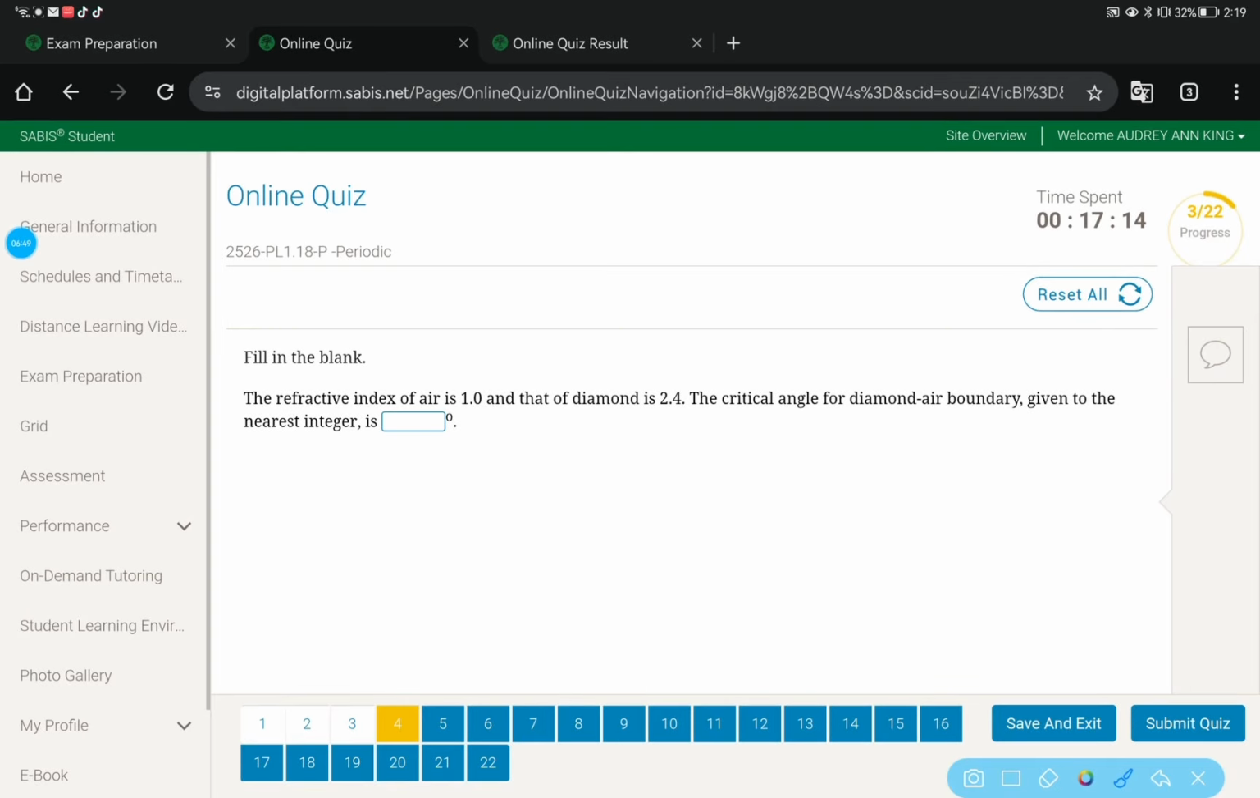So the formula for the critical angle is that equals sine inverse of n2 over n1. Now remember, n2 is always the smaller index. If you put the larger index on top, like 2.4 over 1, it's going to show an error. So that's how you know the smaller one always has to be on top. So put 1 over 2.4, and after doing sine inverse by shift sine, you get 24.6.